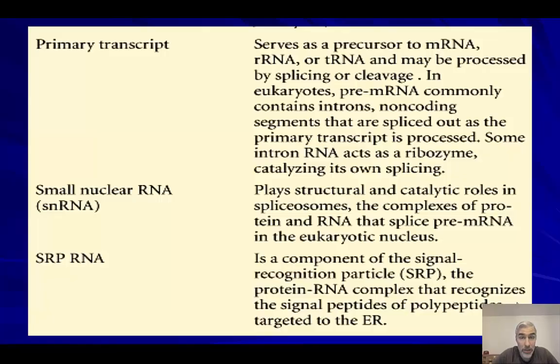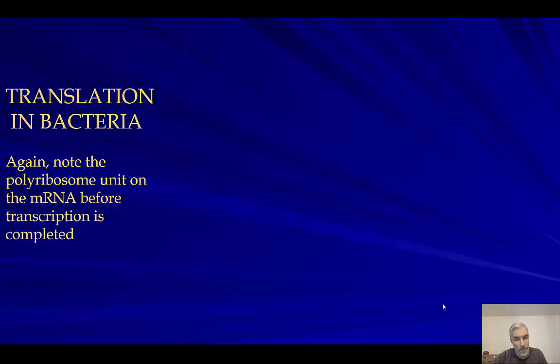There's the primary transcript, which is the precursor to all of the other ones. Mostly we talk about it in the scope of mRNA, right? That's the stuff that has not been processed yet. We haven't added a 5' cap. We haven't added a poly A tail. We have not spliced the introns out yet. Then there's small nuclear RNAs. Those are involved in the spliceosome, right, for RNA splicing. And then there's signal recognition particle RNA that is involved in recognizing those signal peptides and bringing the protein to the rough ER to be shipped out.